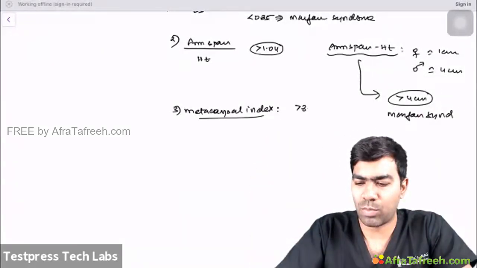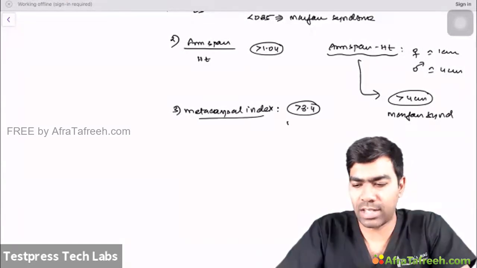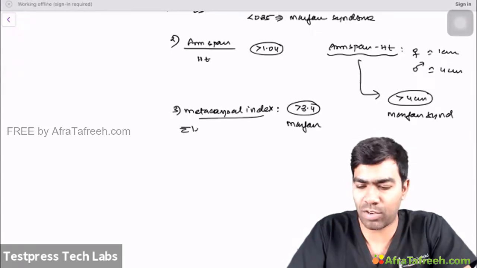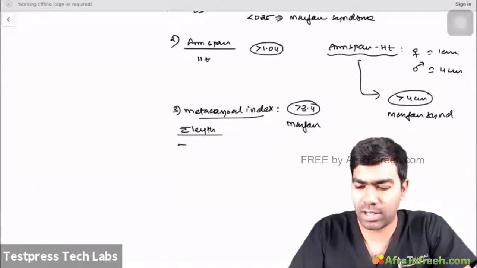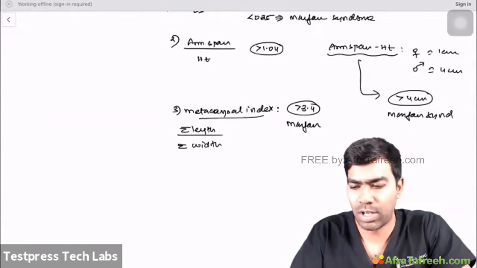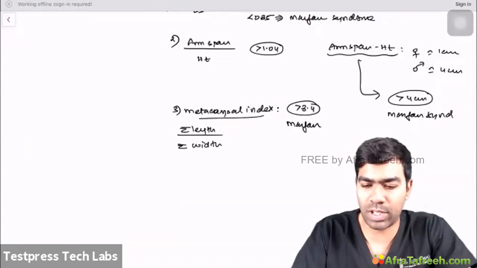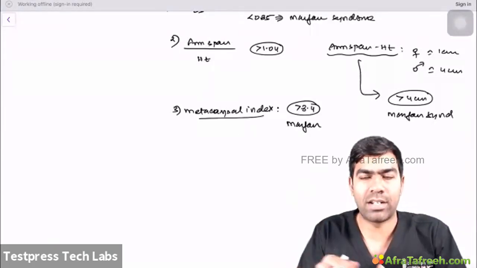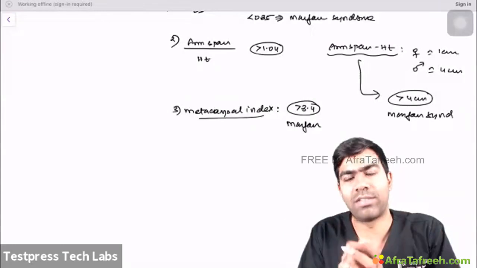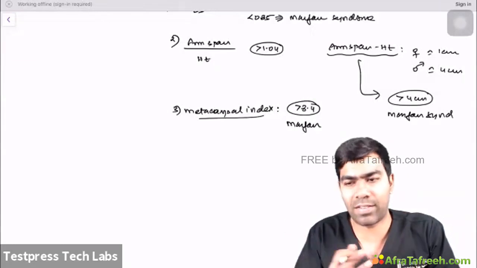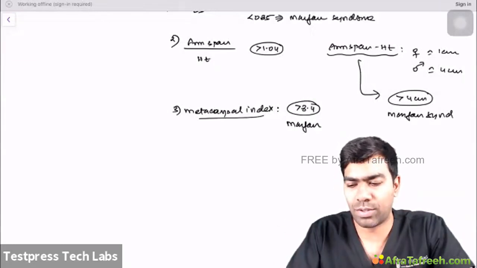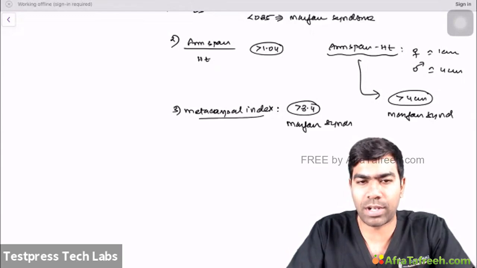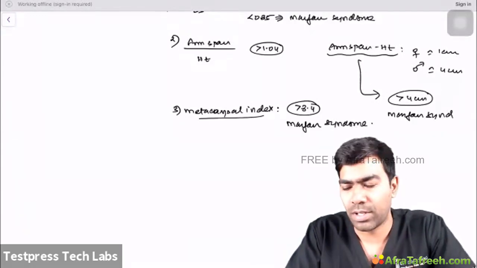If this index is more than 8.4, then it is indicative of Marfan syndrome, which means what we are doing here is sigma length of all metacarpals divided by sigma width of all metacarpals. So of course, length will be more. But if it's very, very high, like it's more than 8.4, then it means it's a thin, slender finger with reduced width of the finger. So that's an indirect way to prove the arachnodactyly. So that's indicative of Marfan syndrome again. That's what you'll be seeing.